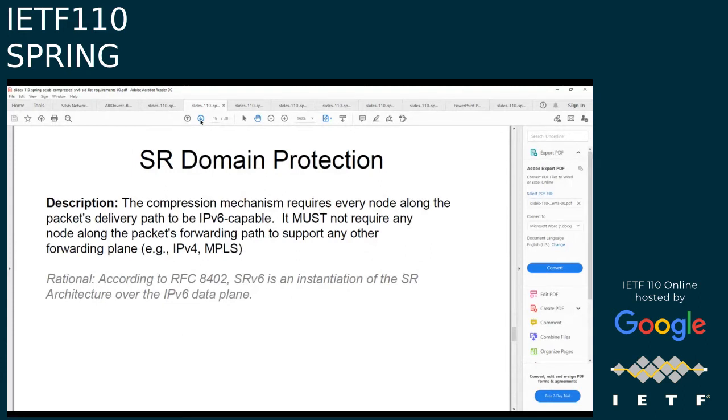Sorry, here maybe the title is wrong. It should be IPv6 based. It's a typo. So this requirement requires every node along the packet's delivery path to be IPv6 capable. It must not require any node along the packet forwarding path to support any other forwarding plane, such as IPv4 or MPLS, something like that. Next page.